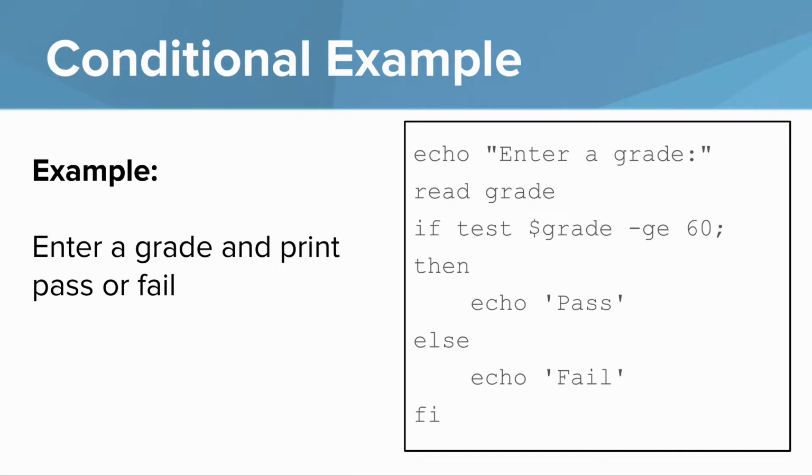So here's a basic example of a conditional statement with everything together. Notice that we start by prompting the user for a grade. We read that value into the variable grade, and then we start our conditional statement, and we're going to test whether or not the grade is greater than or equal to 60. And notice that we use the $grade because we're now referencing the variable. When that's true, we have a then statement that executes, and we echo pass, otherwise we echo fail. And then we end that block with an fi. So if we run this, we would see that if you entered a grade of 80, it would write pass to the console, otherwise it will write fail.